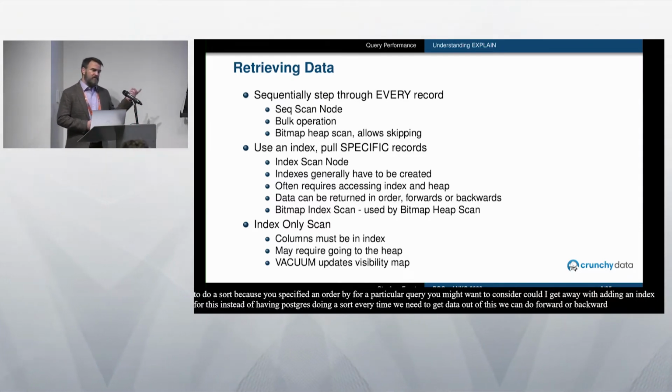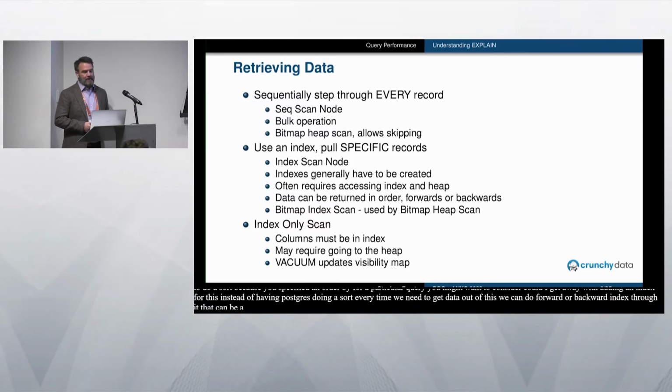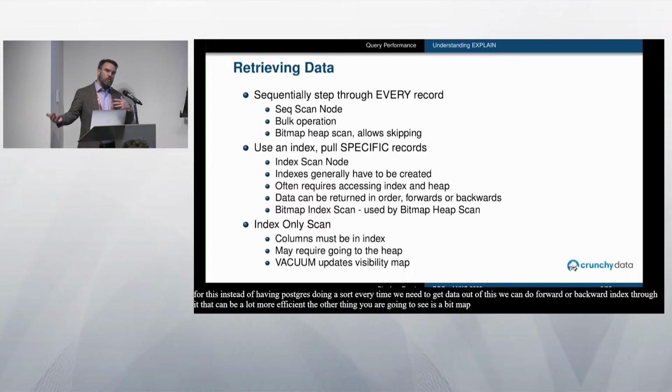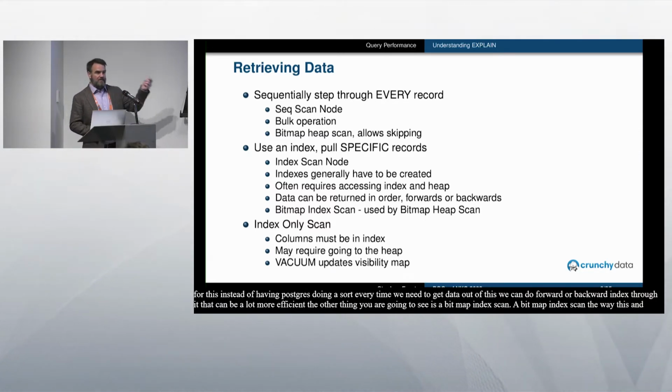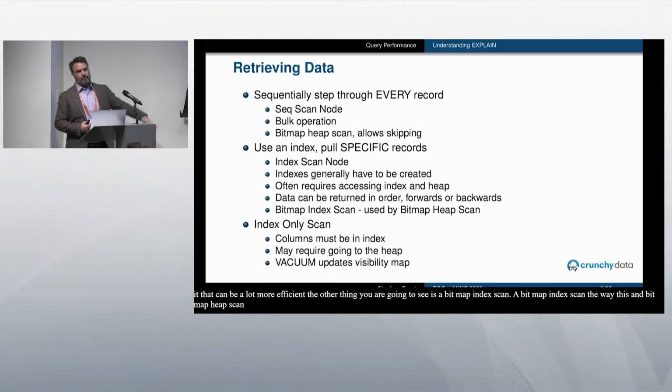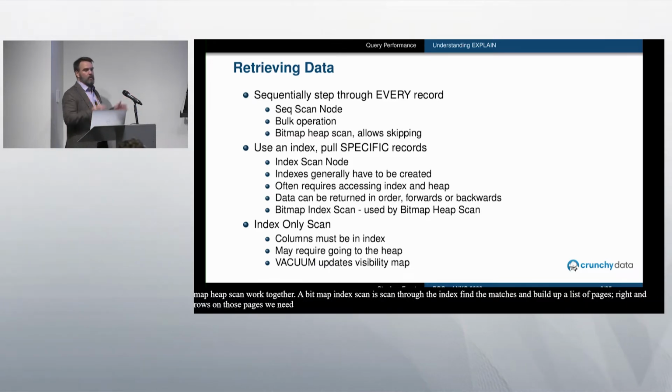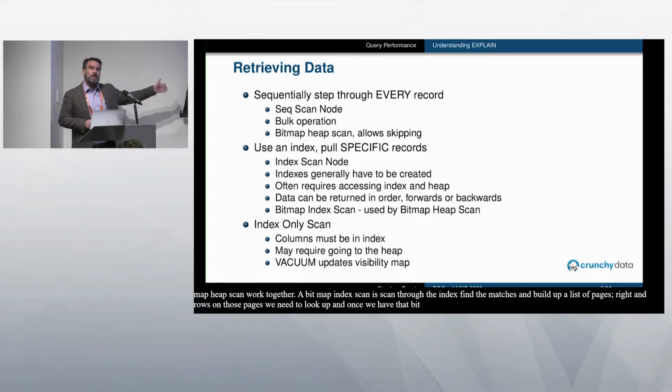The other thing that you're going to see when we're working with indexes is a bitmap index scan. The way that this and bitmap heap scan work is together. Okay, so a bitmap index scan is scan through the index, find the matches, build up a list of pages, right, and tuples on those pages that we need to go look up, okay? And then once we have that bitmap, we're going to go back to the actual heap and start doing that skipping scan through the heap.